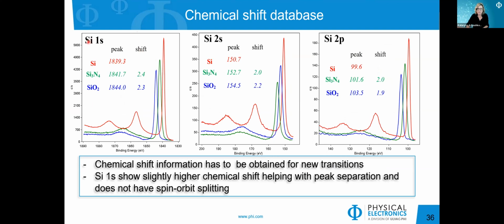You can see that the chemical shift, of course, is known for transitions such as silicon 2p and silicon 2s, but now we have new transitions. And for silicon 1s, we see that it actually has a higher chemical shift when silicon is bonded to nitride and oxide than the other two transitions, and it doesn't have any spin orbit splitting, so it really helps with chemical identification and resolving your chemistries that may be mixed.